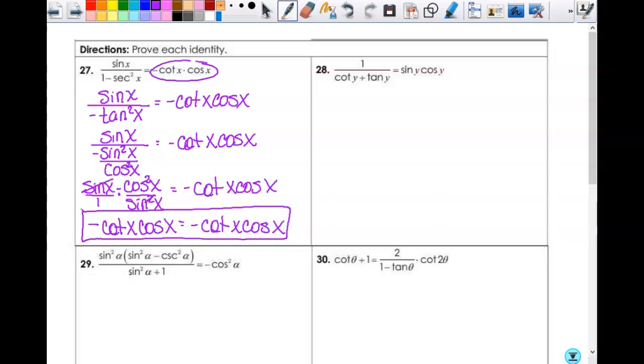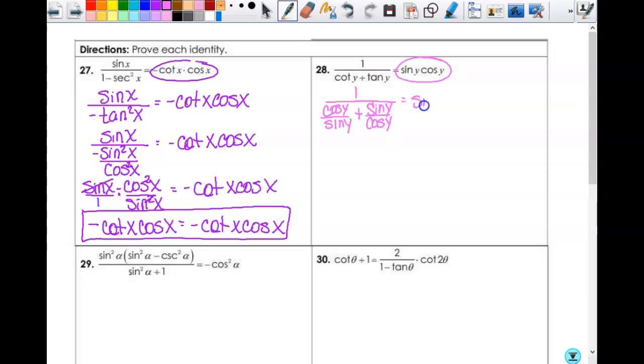All right, so number 28. I've got to figure out which side I want to work with. I think I want to work with the left-hand side. So I have 2 terms in the denominator. I don't like having 2 terms in the denominator, so I want to make it into 1 term, which means I need to use my quotients here. So cotangent is cosine over sine, plus tangent is sine over cosine.